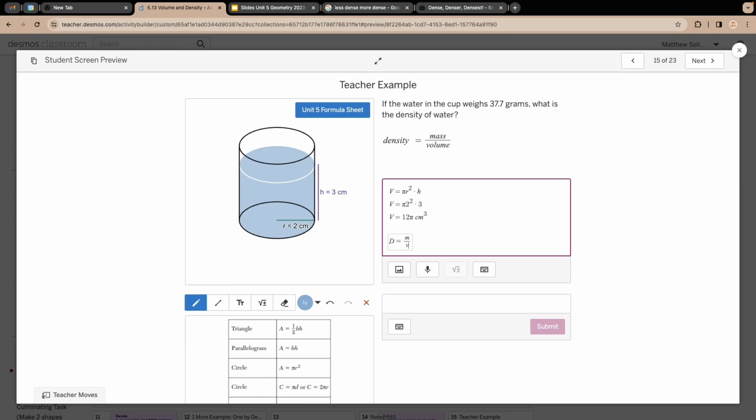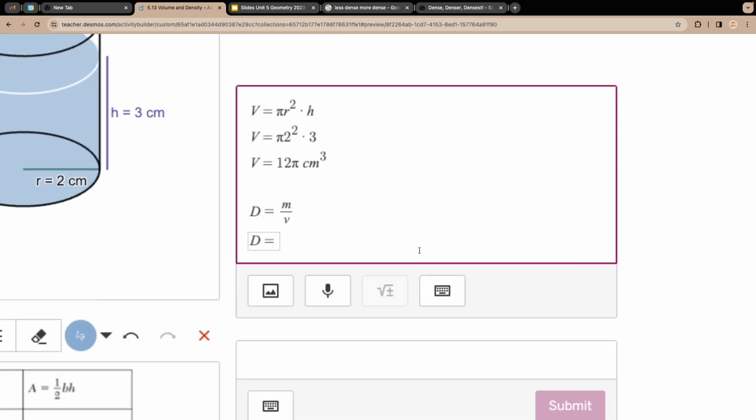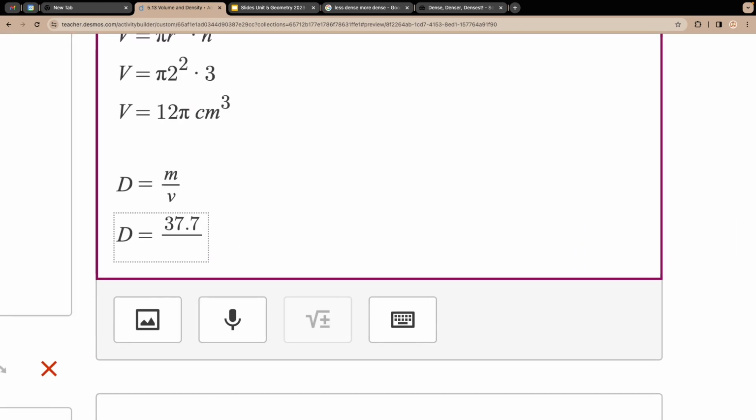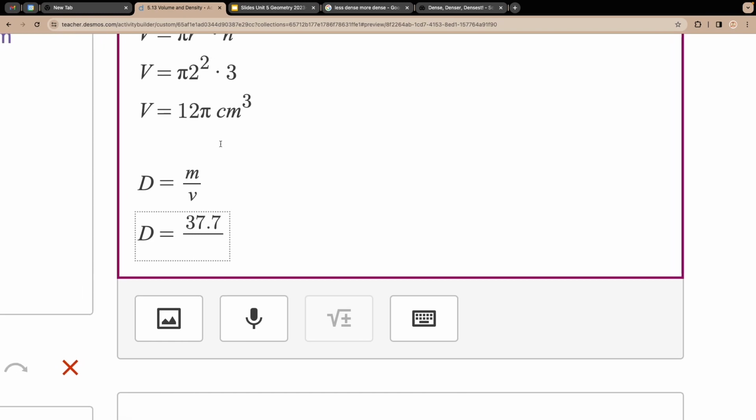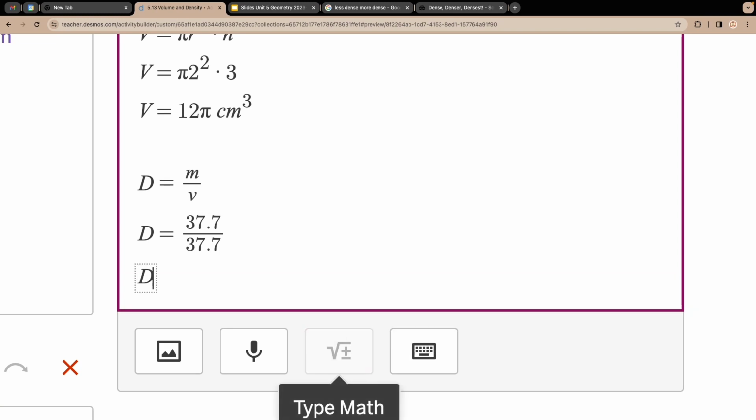So now to find the density, density equals the mass divided by the volume. And we just figured out the mass was 37.7, divided by, and 12 times pi is actually 37.7 as well. This one just worked out. So the density of water, density equals, that is 1.